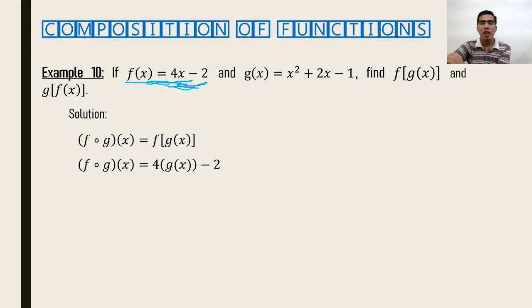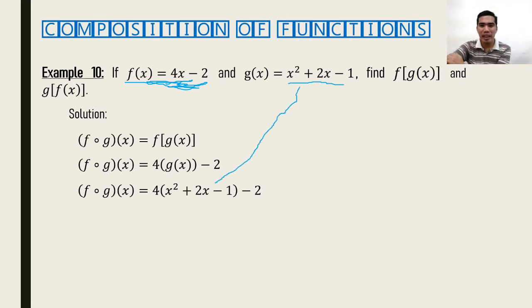Okay? So, now, what is the value of g of x? The value of g of x is x squared plus 2x minus 1. That is how this happened, guys. This is coming from g of x. Sir, what about the other x? And so on and so forth. You need to substitute every variable x. Okay? Every variable.